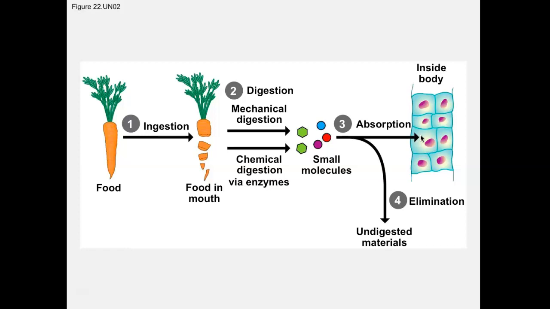If a molecule is just floating around in our bloodstream, or in the middle of our intestines, it's not useful. It's not being used. It's just kind of out there. It needs to be taken into the cell in order to get used. So absorption is moving it into the cells, and then we eliminate what we don't use. Undigested materials are eliminated. Those are the four basic steps of what our digestive tract does.